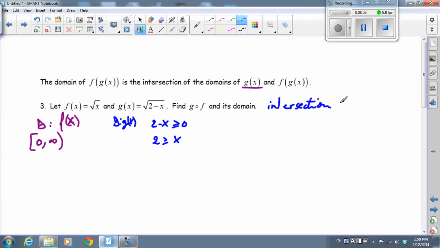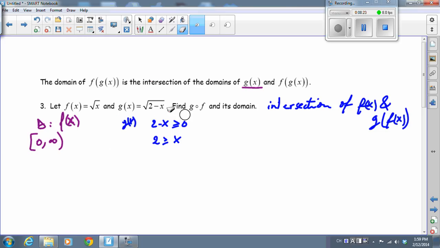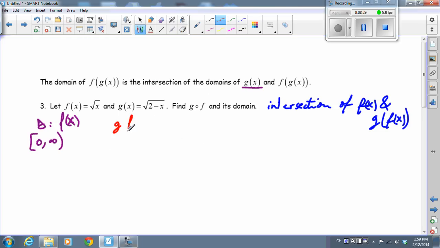It will be the intersection of f of x and g of f of x. So what I can do is find g of f of x instead. So instead of finding this, I misread it. I thought it was f of g of x. So instead of finding this, I will go ahead and look for g of f of x, which is g of f of x is square root of x, which is equal to square root of 2 minus square root of x.